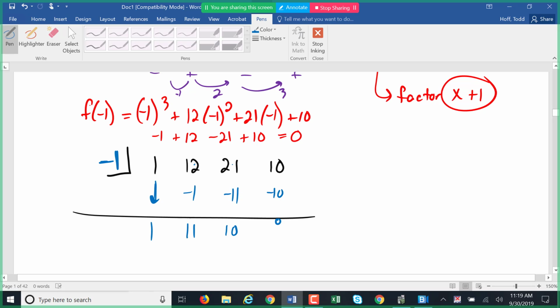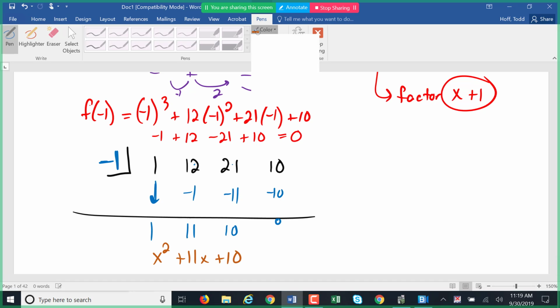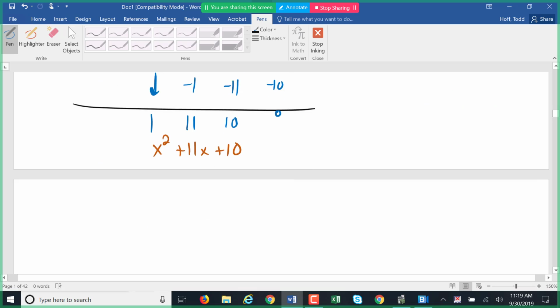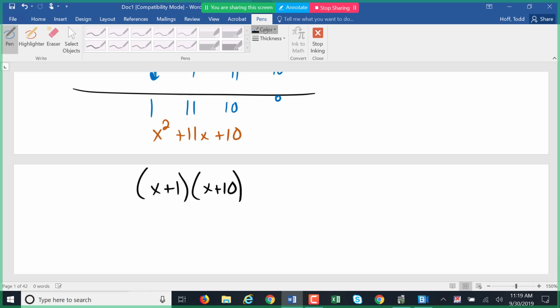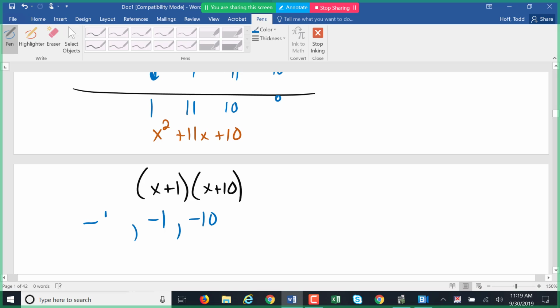But this is giving us x squared plus 11x plus 10. We can factor that. That factors into x plus 1, x plus 10, which tells us our other factors are negative 1 and negative 10. And we already had negative 1 as a factor. So negative 1 is repeated in this.